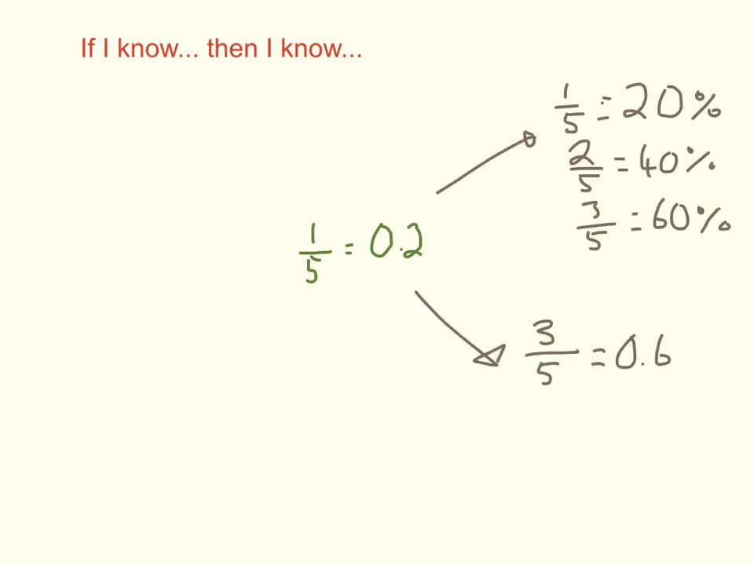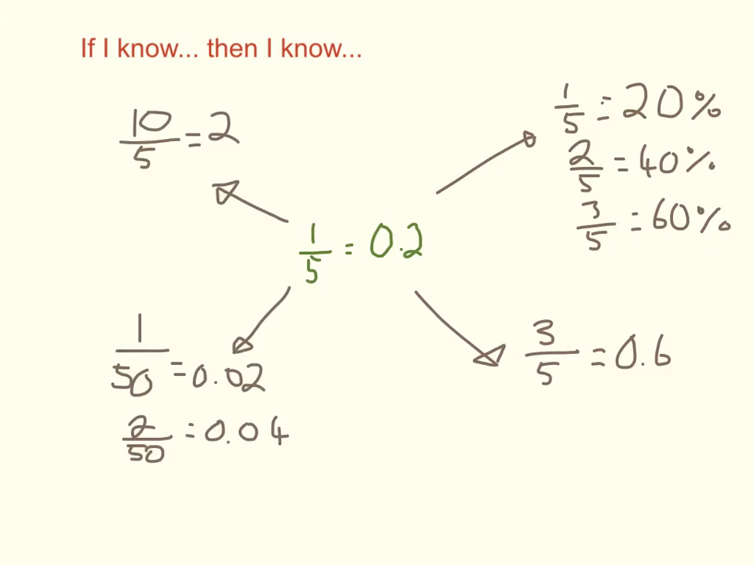Let's have a look at some of the connections that I can make. So if I know that 1/5 is 0.2, then I know that 3/5 is 0.6, because it's 3 lots of 0.2. Similarly, I know that because 1/5 is 0.2, then 1/5 is 20%, because 20, 40, 60, 80, 100. 100 split in 5 pieces. So if 1/5 is 20%, then 2/5 must be 40%. 2 lots of a fifth. And 3/5 is 20 add 20 add 20, 60%.